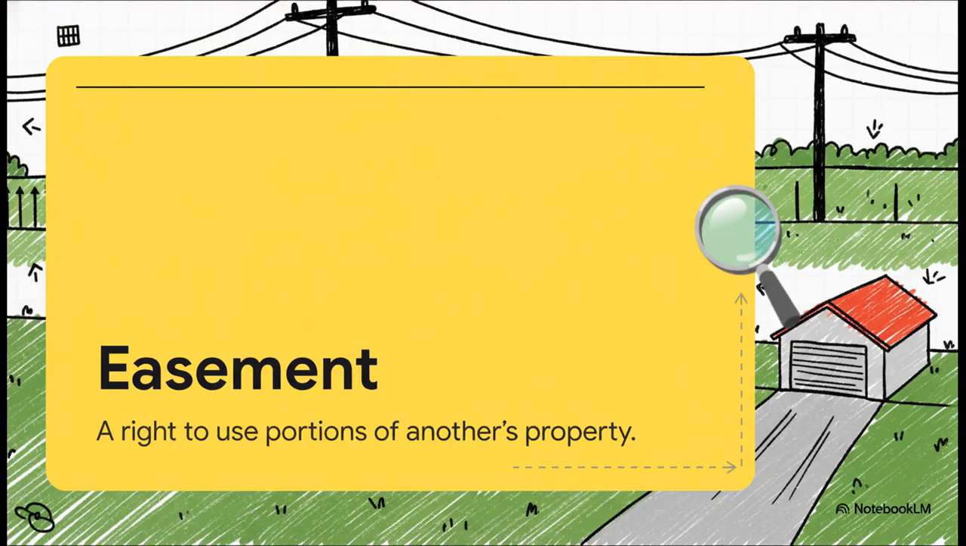First up is a big one, the easement. This is probably the most common type you're going to run into. It's simply a legal right for someone else to use a portion of your property for a very specific purpose. Like a utility company having an easement to run power lines across your backyard, or maybe a neighbor has one to use part of your driveway to get to their garage.